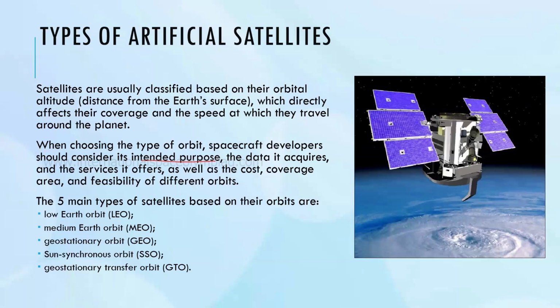So there are many types of satellites that we can classify based on the purpose, but we can also classify them based on orbit. There are many different types of orbits, but these five are the main orbits around Earth.